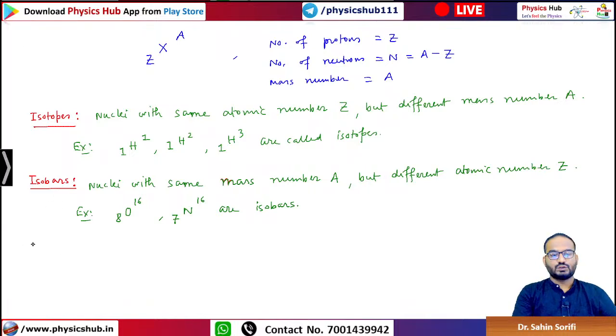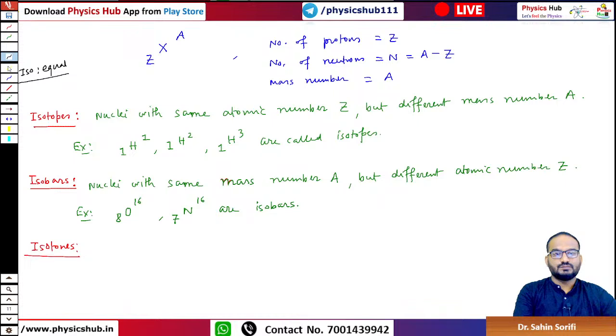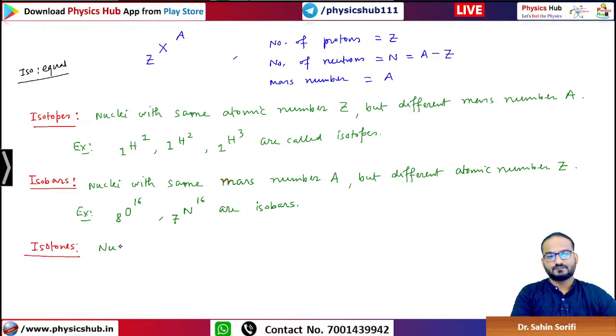Another thing is isotones. Look, in isotones, at the end you are getting tones, from neutrons. Remember this one: iso means equal. Isotopes, so equal atomic number. Isobars, equal mass number. Isotones, equal number of neutrons. Nuclei with the same number of neutrons.